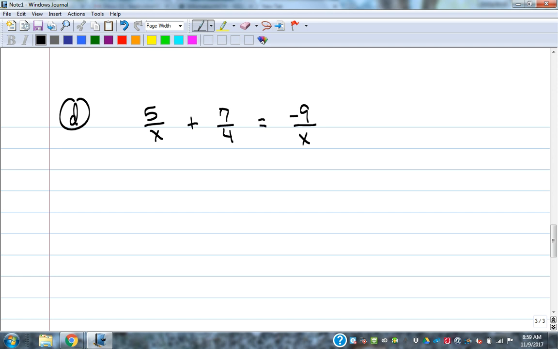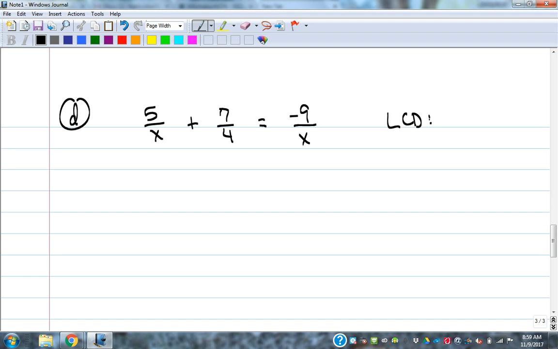Okay. What we need to do, though, is get a common denominator for all 3. If we can get a common denominator for all 3, then all we really got to worry about is the numerators. Okay. So least common denominator. Do they share anything?